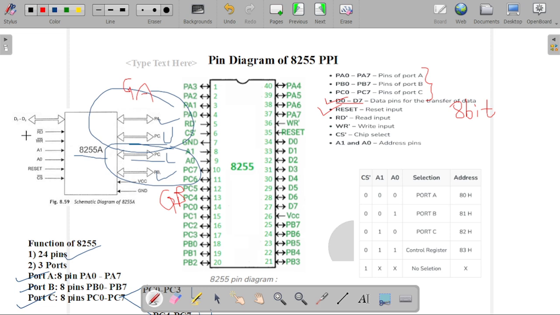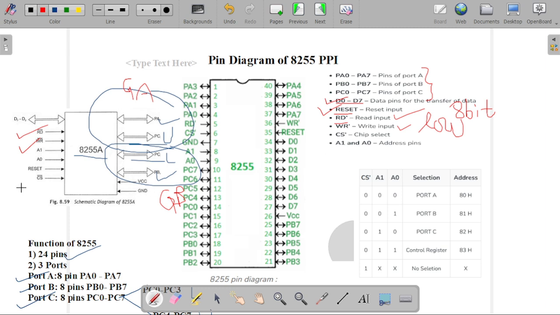Now the next pins are RD bar and WR bar. RD bar is used for reading our input signal, and WR bar is used for writing our data as an input signal. The bar is there in our RD and WR pins, which means these pins are considered active low signals. So whenever your processor is in the low state, that time these read and write pins will be activated, and whenever they are activated, your processor is ready to perform the operation of reading and writing the data.